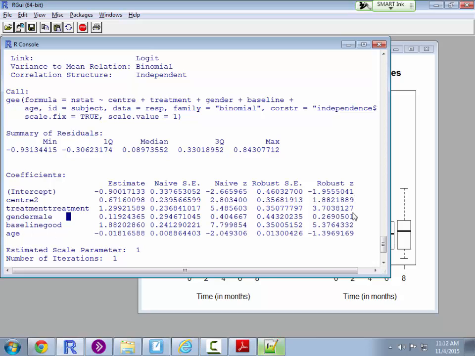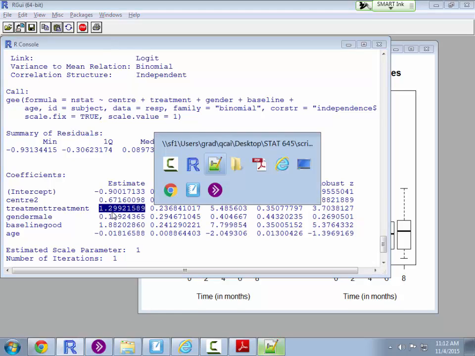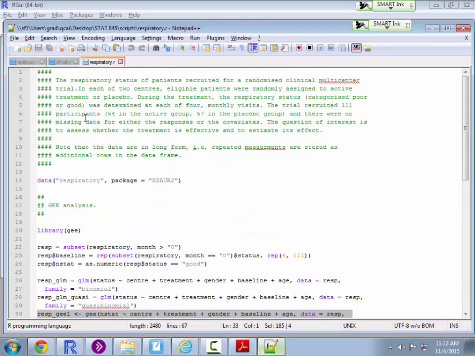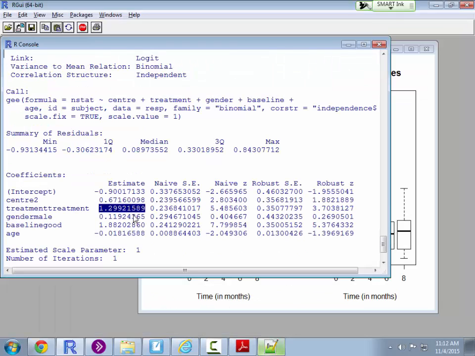So what do we have here? We have treatment group looks statistically significant. In the treatment group, you have better chances of being in good shape. Coefficient's positive, it's increasing the odds of being in good shape when you are in the treatment group relative to the control group. There is a strong statistically significant effect of the baseline status, and that's mostly it.